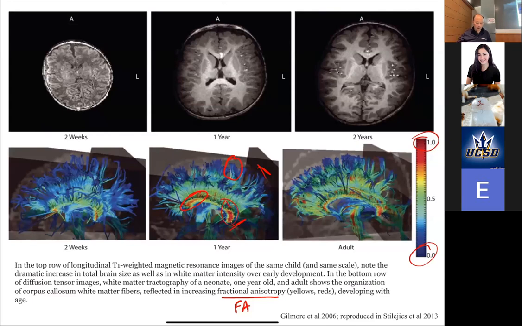In any case, anytime you see DTI, especially in science, you're always trying to make your figures as colorful as possible, so they just look nice, right? So that's a nice way to do that.